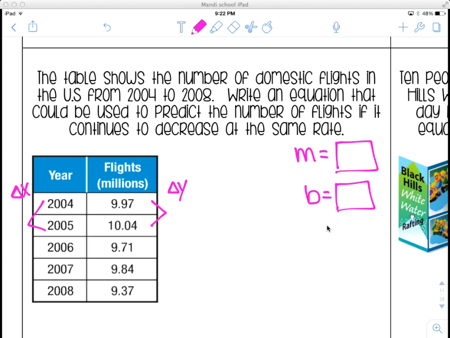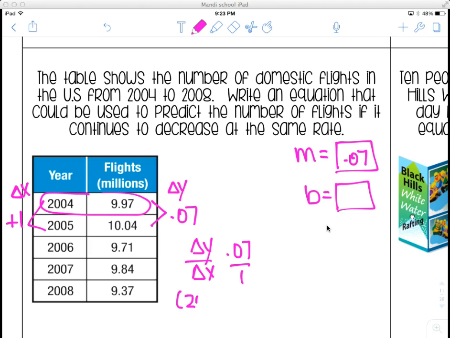So 9.97, you have to add 0.07 to it to get to 10.04. And from 2004, you have to add 1 to it to get to 2005. So change in y over change in x is 0.07 over 1. That's 0.07. And we need to pick a point. Well, let's just pick this first one. So that's 2004 for the x, 9.97 for the y.